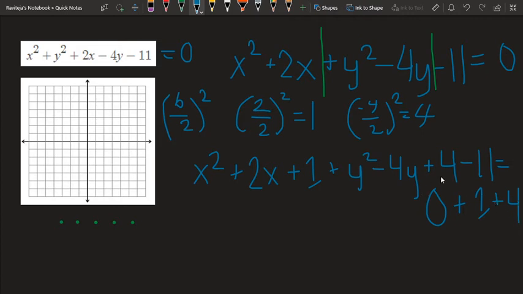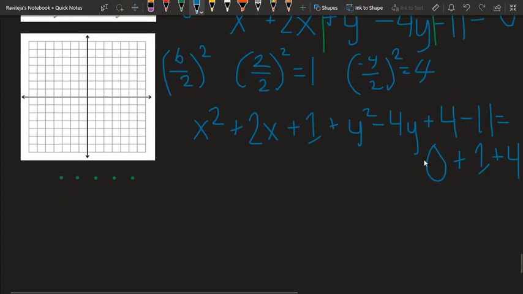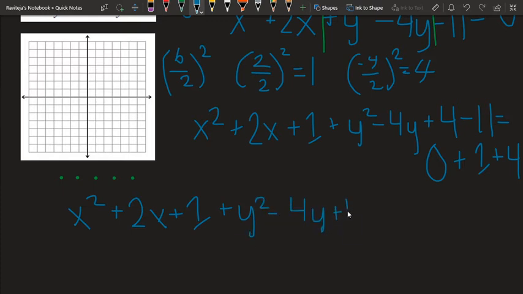Now remember, we can also add 11 to both sides, so let's just do that real quick. So now we have x squared plus 2x plus 1 plus y squared minus 4y plus 4 equals. And now that we've added 11 to both sides, we get 11 plus 4 plus 1, which equals 16.